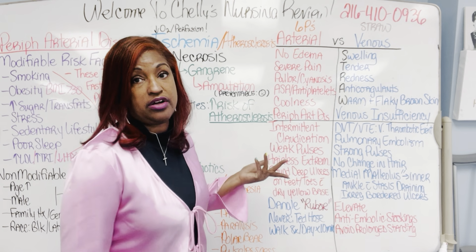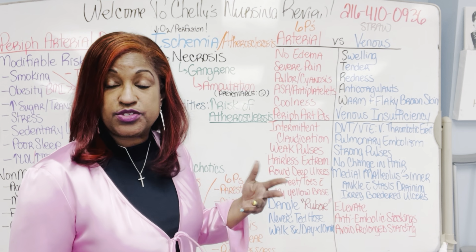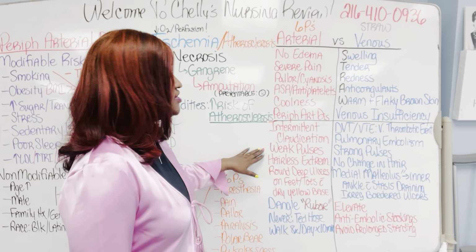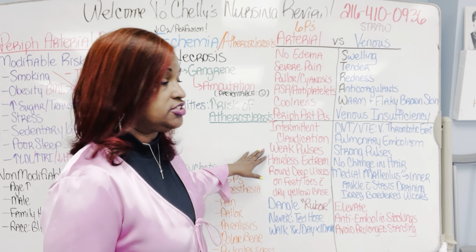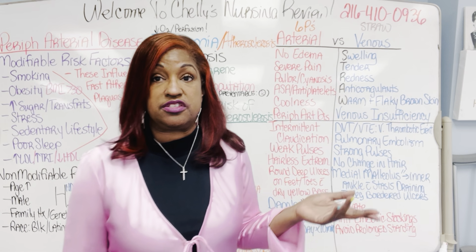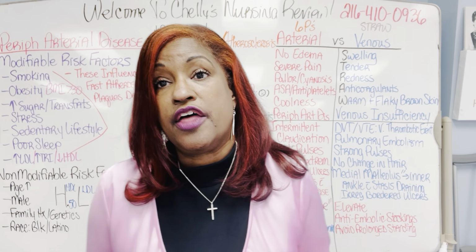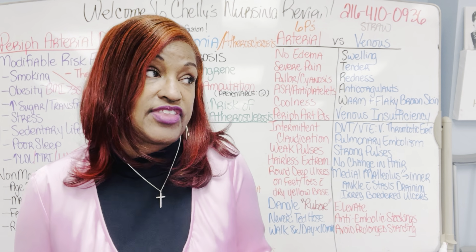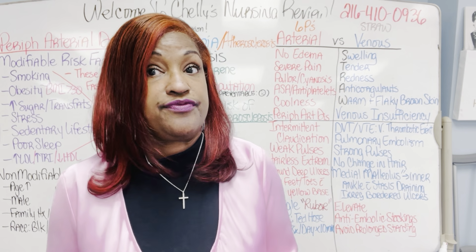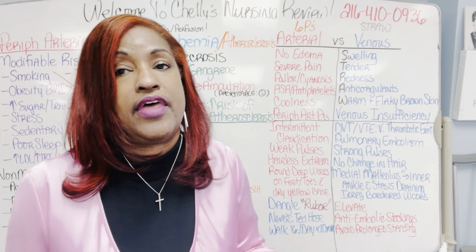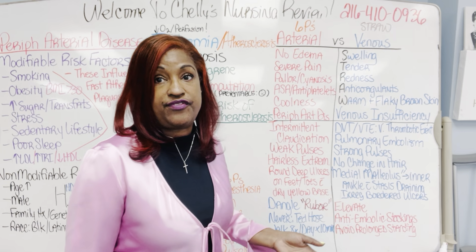We said weak pulses, and it's 6 P's. We're going to talk about the 6 P's in a bit, but we said weak pulses for arterial patients, very strong pulses for the patient with venous disease. In fact, that's why we use a Doppler to see if the pulse is really strong, and then we know, oh, this is a venous issue.